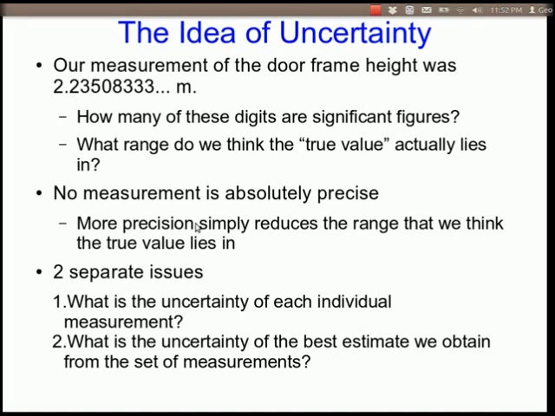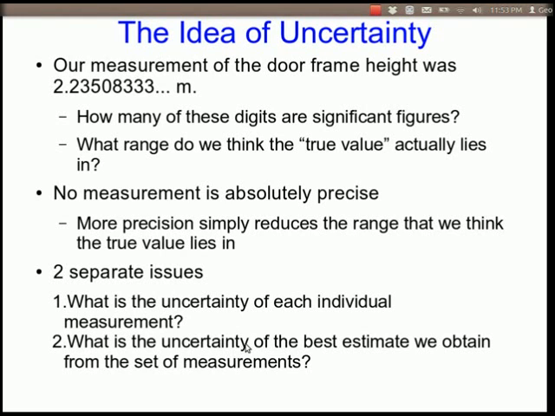So there are really two separate issues here. First of all, what's the uncertainty of each of our individual measurements? And second of all, once we get a best estimate out of our set of measurements, what's the uncertainty in that? In other words, how close do we think it is likely to be to the true value?